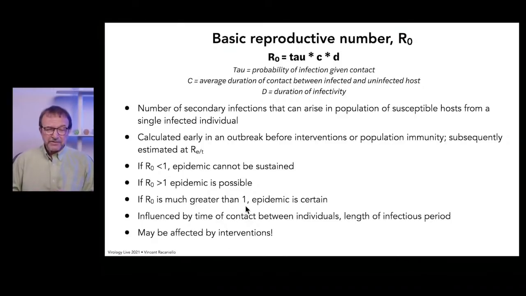Early in infection, SARS-CoV-2 R naught was calculated between 2 and 3. I don't see any evidence that it's any different. Well, the R naught is the same. RE or RT varies according to population behavior, according to immunity. Is it changed by the virus? I don't see the evidence. A lot of people will tell you I'm wrong. Hey, doesn't matter. As you see, the time of contact between individuals, the length of the infectious period can influence R naught, and interventions, of course. So you can't do an R naught after the earliest days of an outbreak.